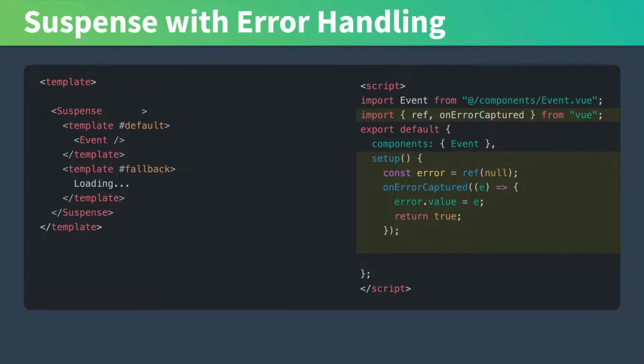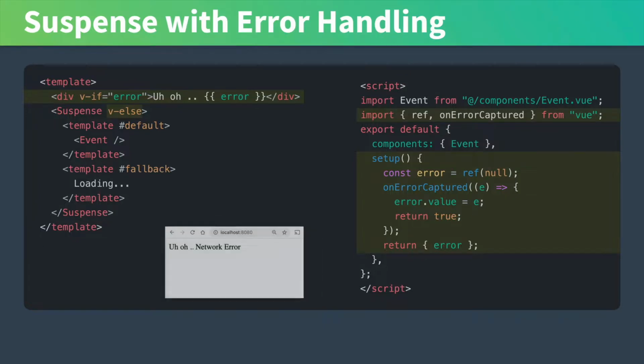Then in the template, we'll check to see if we have an error. If so, let's display it. And then we put the v-else as an attribute on the Suspense component. If we look in our browser and we get a network error, it gets displayed as we would expect.